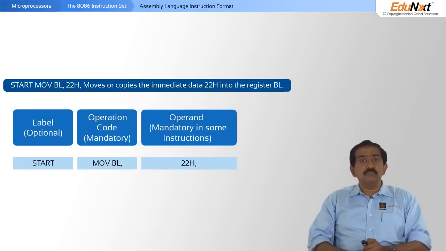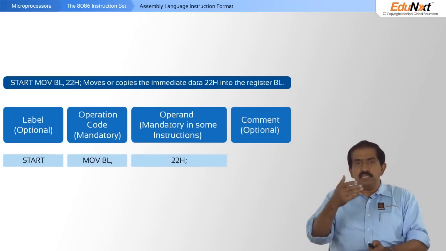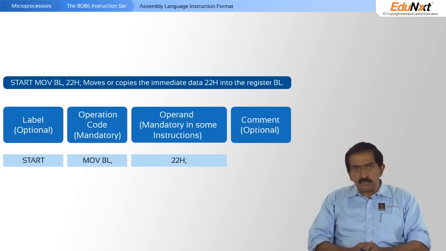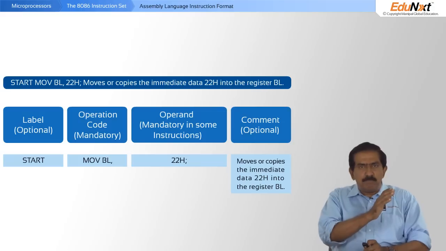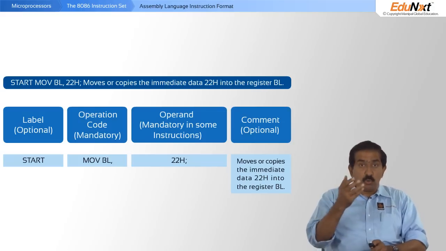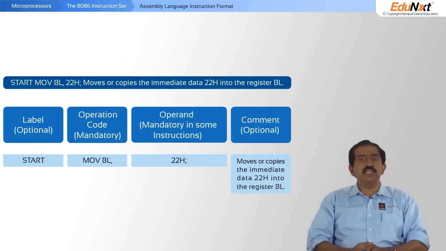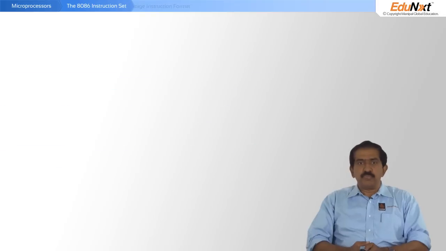On top of this, you have something called a comment. And the comment is optional. The comment is used to help the reader of the program understand the program better. In this example, the comment says moves or copies the immediate data 22H into the register BL. So this is the breakup of a typical assembly language instruction. Now when you look at the instruction set of the 8086, you should be able to identify these 4 components in most of the cases.